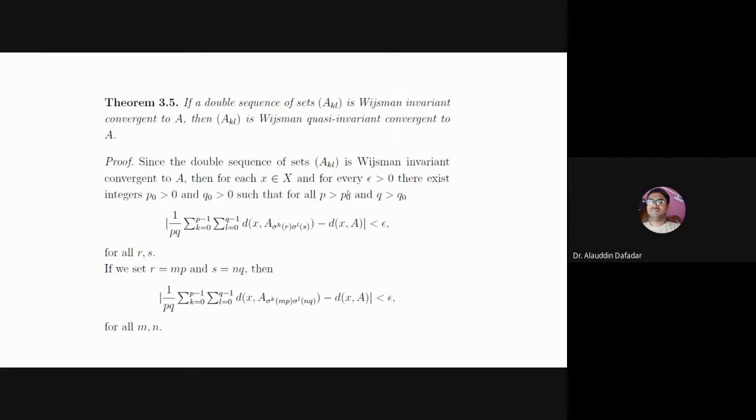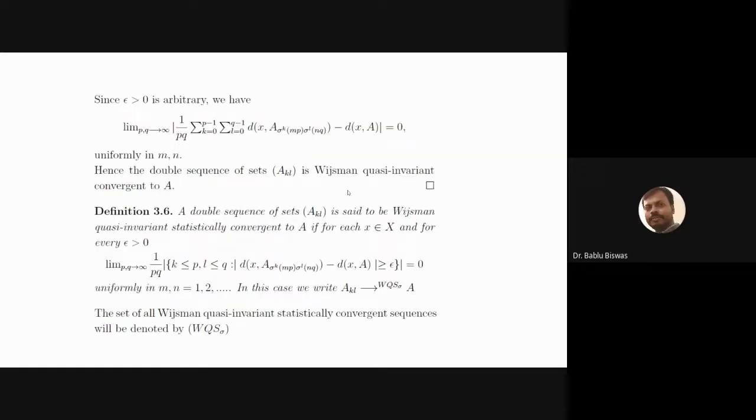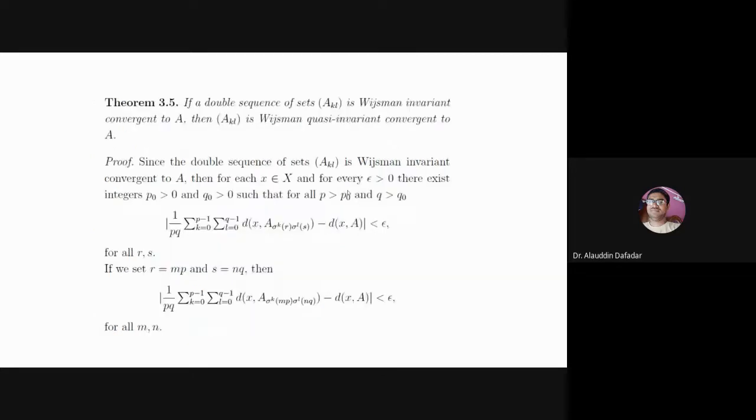First, we introduce a theorem. If a double sequence of sets A_kl is Wijsman invariant convergent to A, then A_kl is Wijsman quasi-invariant convergent to A. This is the simple proof. Since the double sequence of sets A_kl is Wijsman invariant convergent to A, we have this relationship. I won't show the proof, just the results. In this theorem, we show that every Wijsman invariant convergent sequence is Wijsman quasi-invariant convergent.